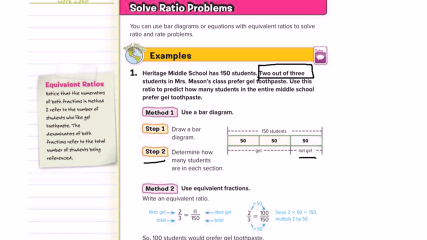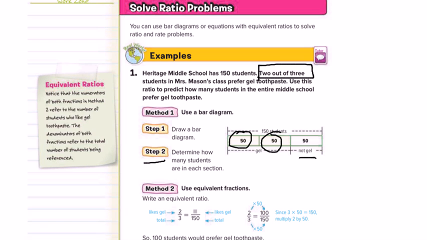So to determine or to predict how many students in the entire middle school prefer gel toothpaste, I'm going to only look at the gel sections of my bar diagram. So that's 2 out of 3 sections that are going to prefer gel. So that's going to be 2 groups of 50, which would be 100. So 100 students would prefer gel toothpaste.